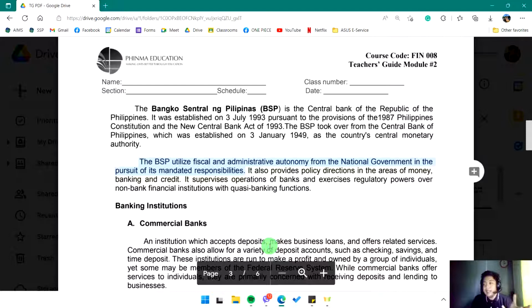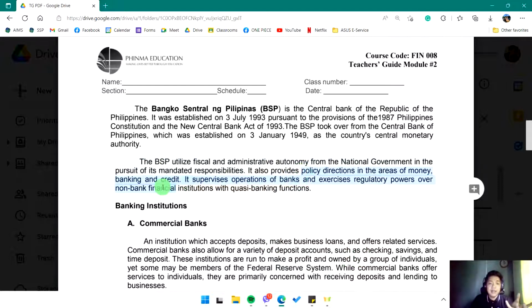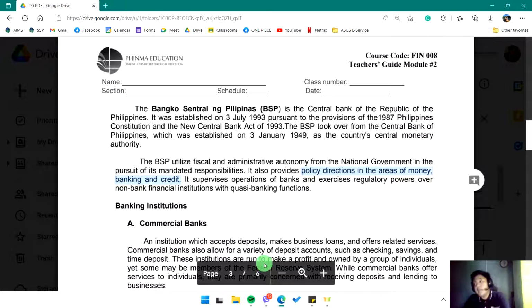And generally, they provide policy directions in the areas of money, banking, and credit. They really regulate heavily, no? Sila po yung nagpaparegulate ng mga bangko sa atin sa Pilipinas. And kaya natin na magkaroon ng mga privately owned banks here in the Philippines kasi meron tayong government body, or we can call it a government body of some sorts, pero it is the Central Bank of the Philippines, which is yung BSP.